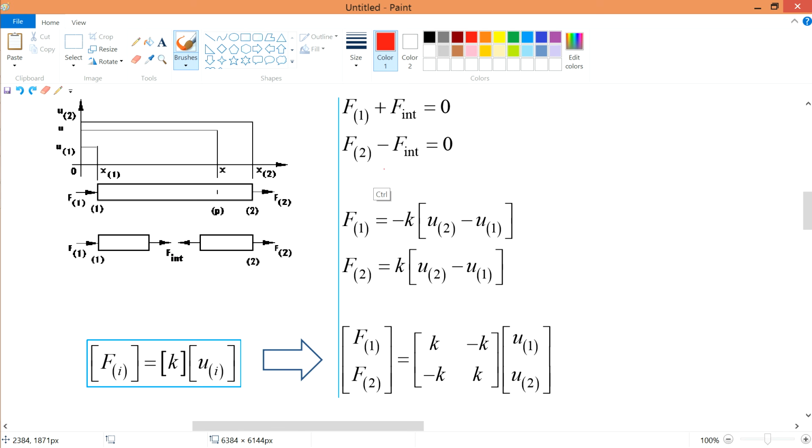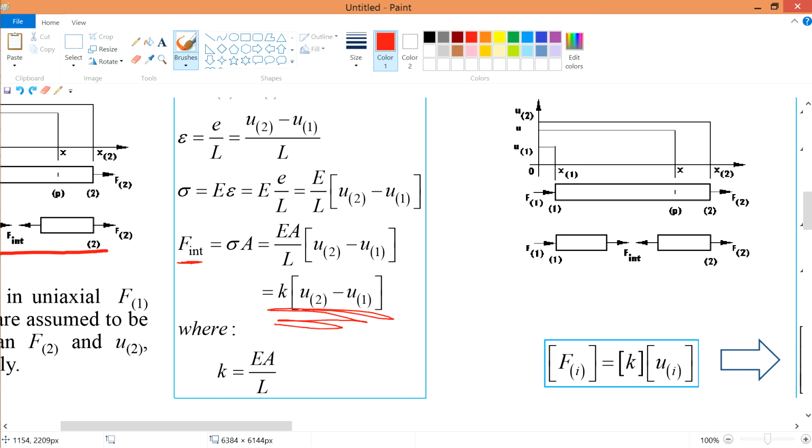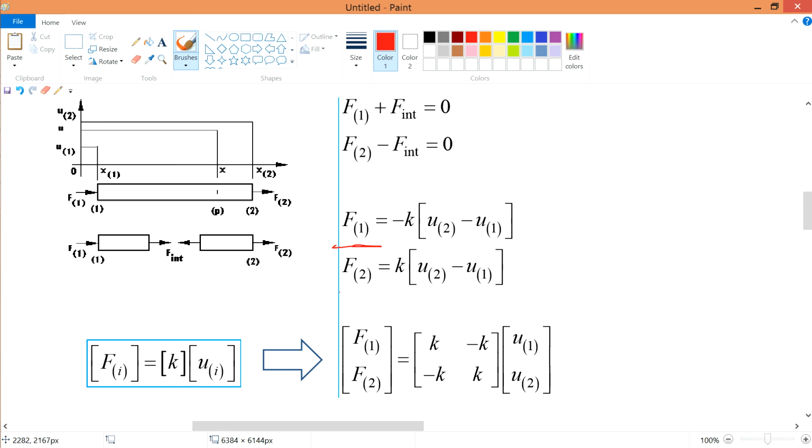Your F2 is in this direction and your internal force is acting against it, going in this direction, so therefore it's minus. You rearrange this and we know that force equals K times (u2 minus u1). This is what we have learned just now. So just substitute the same equation back into our forces, where F1 and F2 can be represented in terms of this. You rearrange and you should get this over here, because you put this all into a matrix. That's all I want to say.